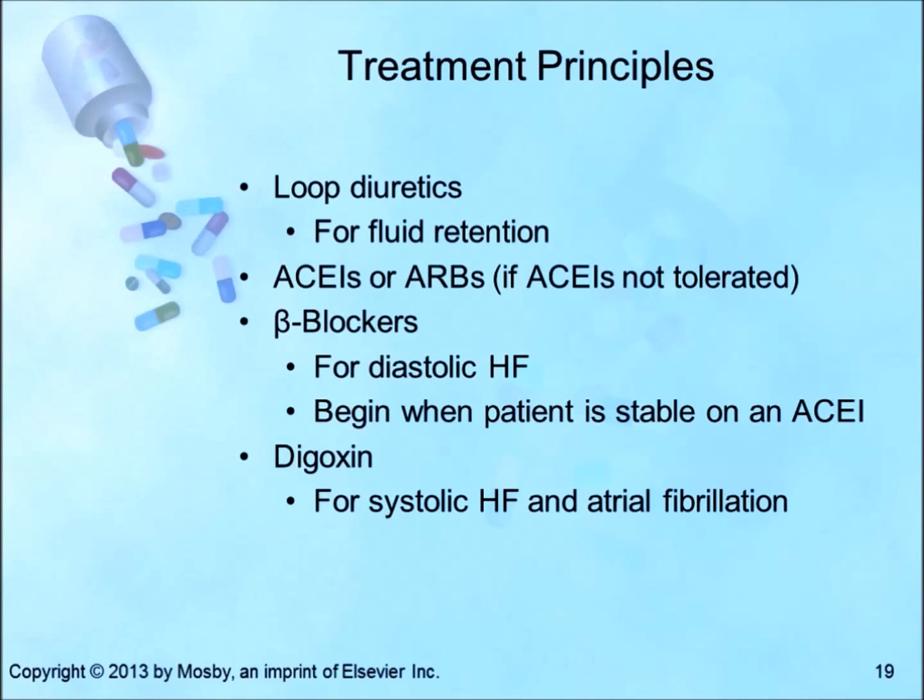Metolazone may be added if the patient is resistant to furosemide. ACE inhibitors or ARBs should be used in all patients unless contraindicated. You should add an ACE inhibitor after the diuretic has been taken. These drugs should be used in stage 1 heart failure before structural abnormalities develop. And it is important to make sure that the patient is not overly diuresed before an ACE inhibitor is started. If the patient is dehydrated when started on an ACE inhibitor, the patient may develop acute renal failure.